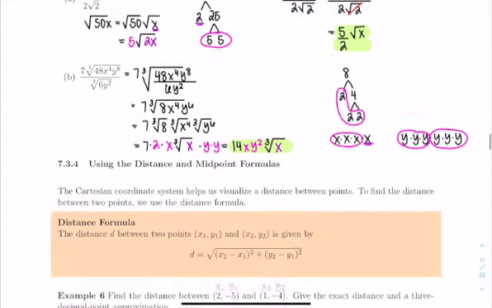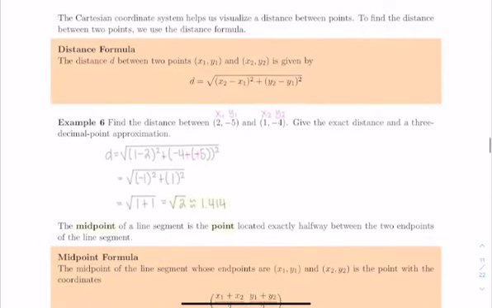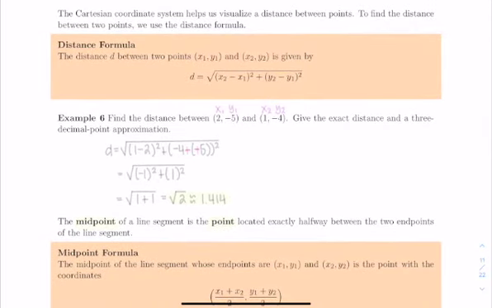And so the last thing we want to talk about is the distance and midpoint formula. The Cartesian coordinate system helps us visualize a distance between points. To find the distance between 2 points, we can use the following formula. If our 2 points are x1, y1, and x2, y2, we can find it by using d equals the square root of x2 minus x1 squared plus y2 minus y1 squared.